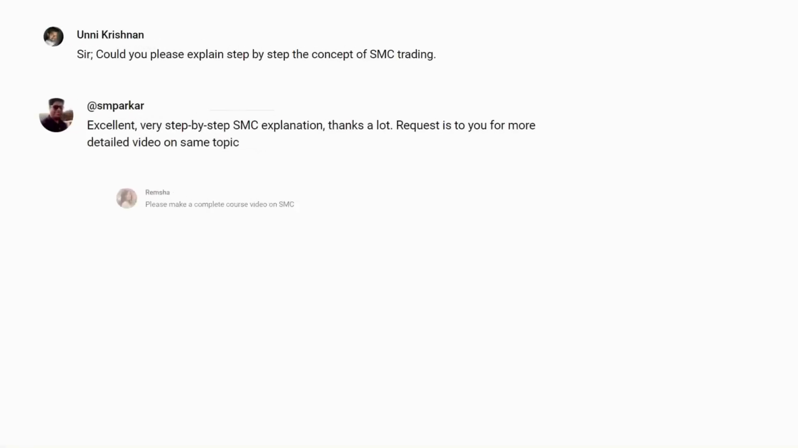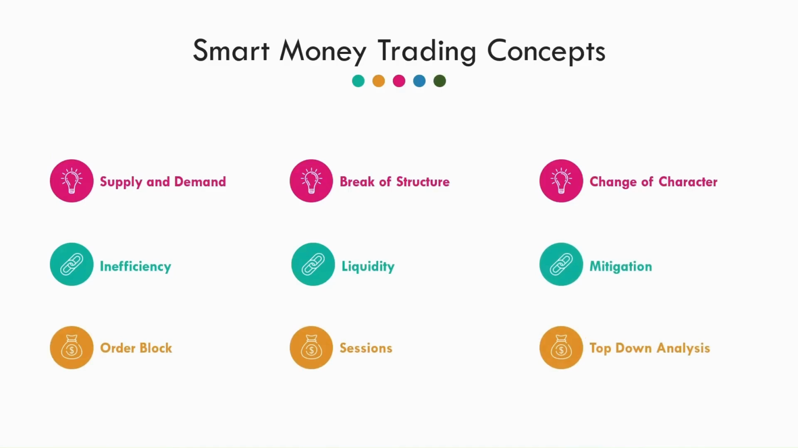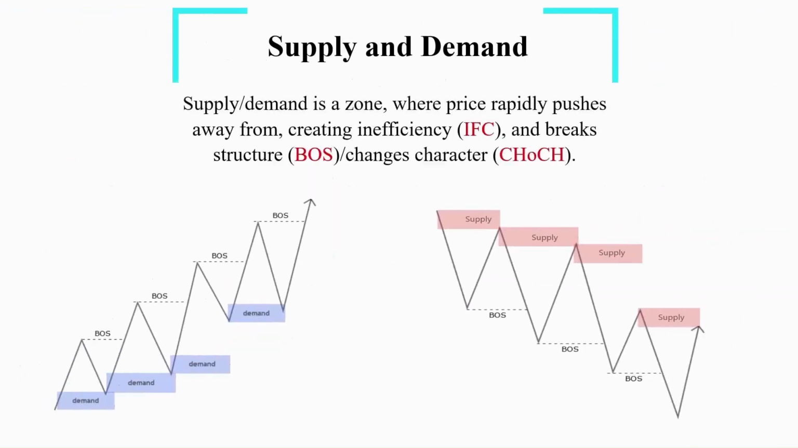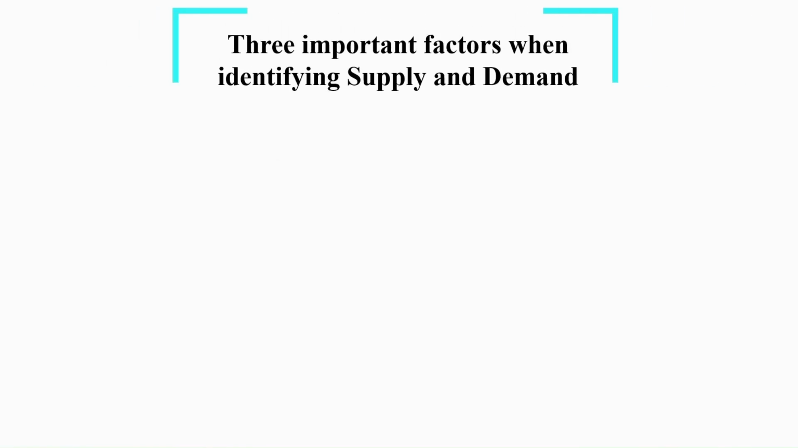So, from looking at the comments, we had a list. Because these concepts are the foundation of this trading system, and success depends on applying them correctly on the chart. Let's start with supply and demand. Supply or demand is a zone where price rapidly pushes away, creating inefficiency and a break of structure or change of character. There are 3 factors to consider when identifying supply and demand areas for trading.